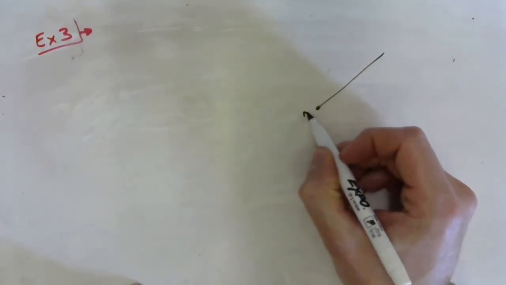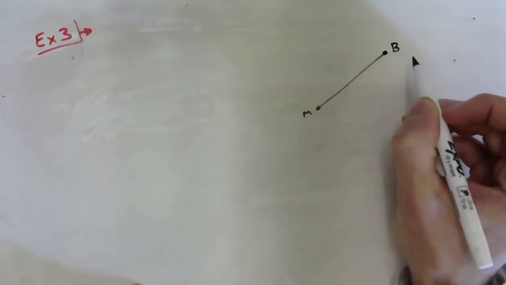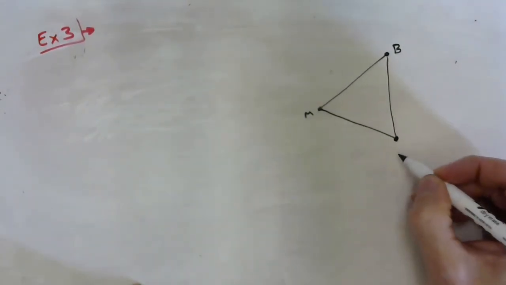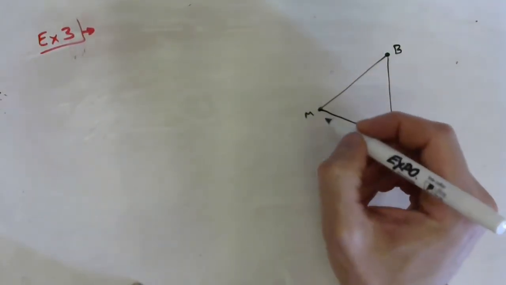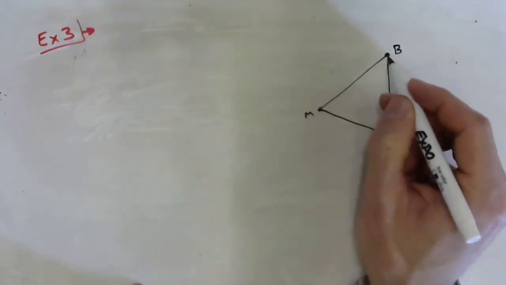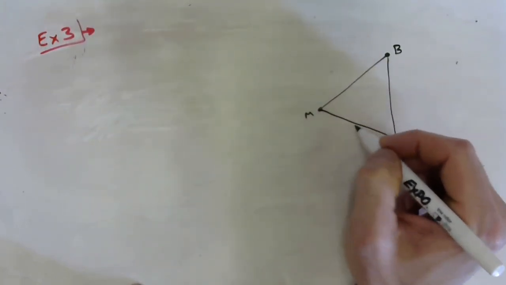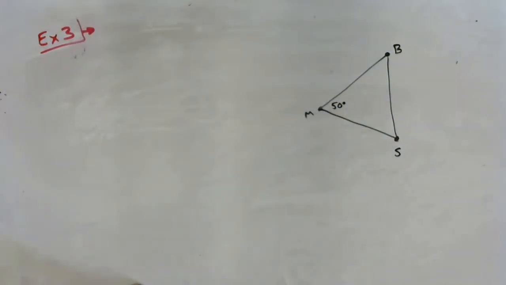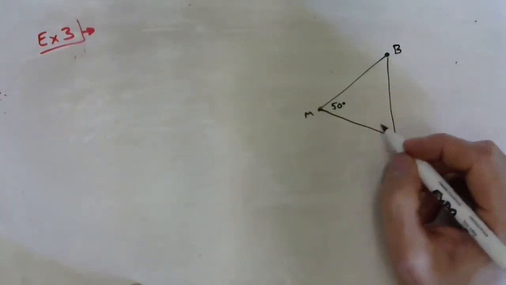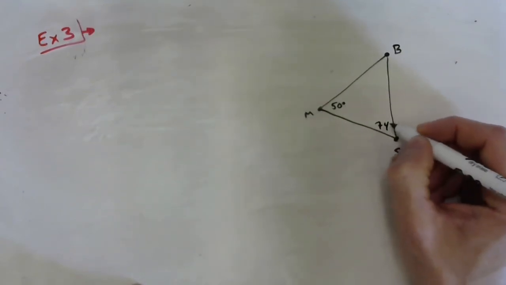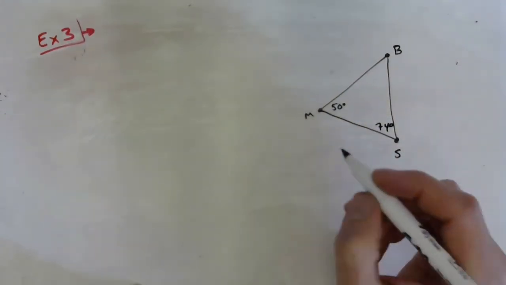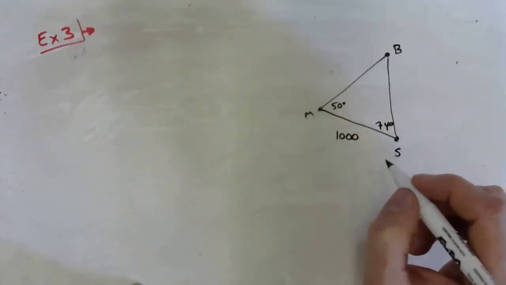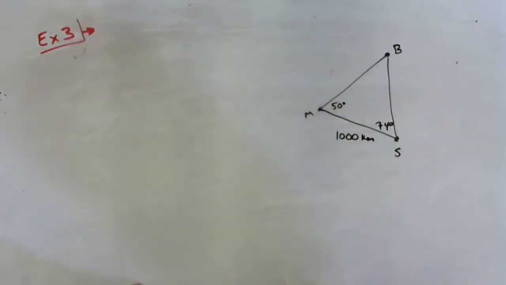We've got M, B, S. We're told that the angle from M, the angle between B and S, is 50 degrees. And we're told that from S, the angle between M and B is 74 degrees. And we're given a side length. We're given 1,000 kilometers from M to S. And we need the perimeter.